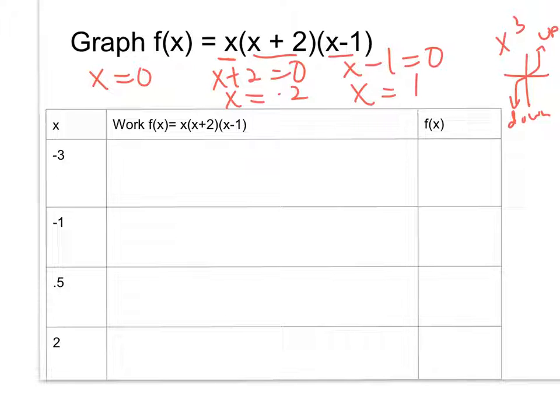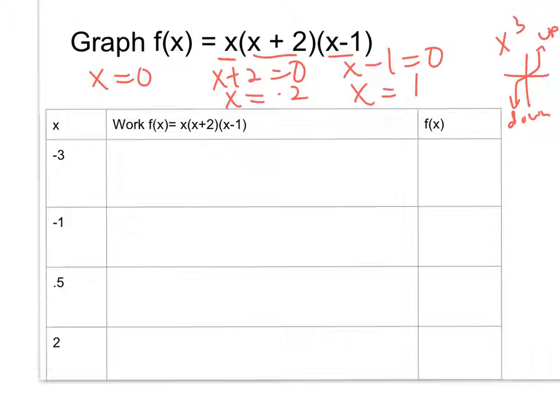So the first thing I did was I picked a point to the left of -2, which was -3. Then I picked a point between -2 and 0, which was -1. And then I picked a point between 0 and 1, which is my half. And then I picked a point to the right of 1, which is my 2. And I'm going to sub these in for each one of my x values.